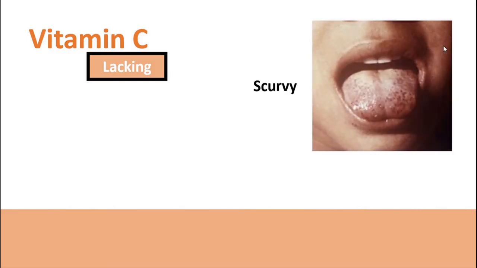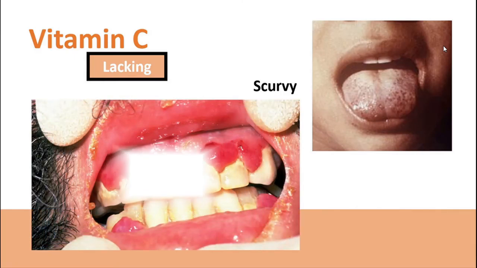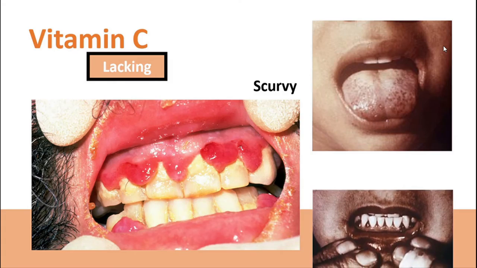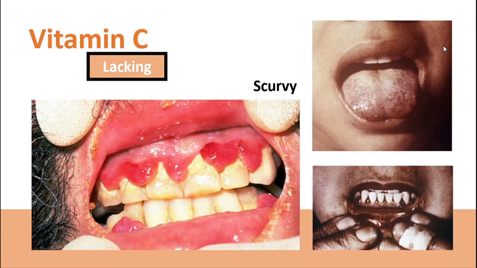Scurvy is a disease resulting from a lack of vitamin C. Early symptoms of deficiency include weakness, feeling tired, and sore arms and legs. As scurvy worsens, there can be poor wound healing, personality change, and finally death from infection or bleeding.